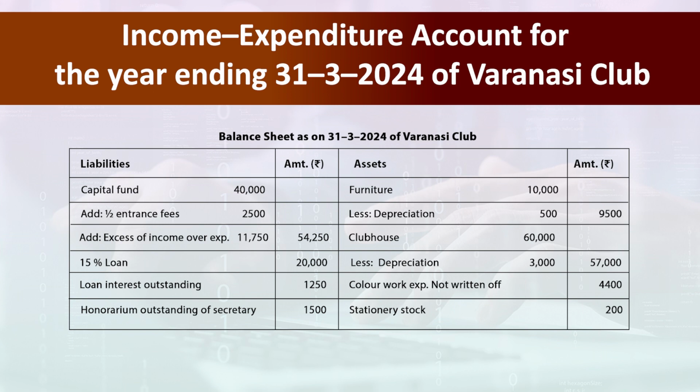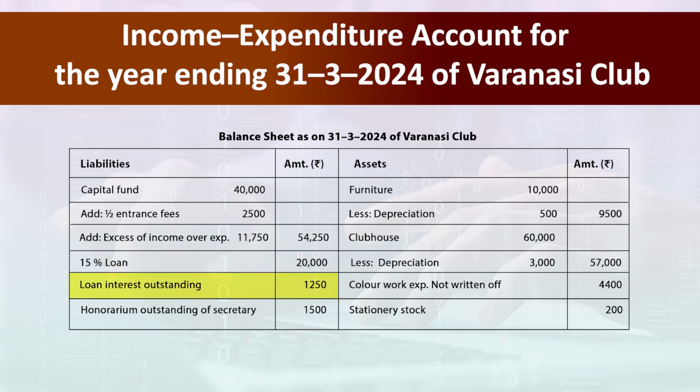Moving to the liabilities side, the very first entry is of capital fund of rupees 40,000. In it, we add half of the entrance fee, that is 2,500, and we add excess of income over expenses of rupees 11,750. The total capital fund comes to 54,250.